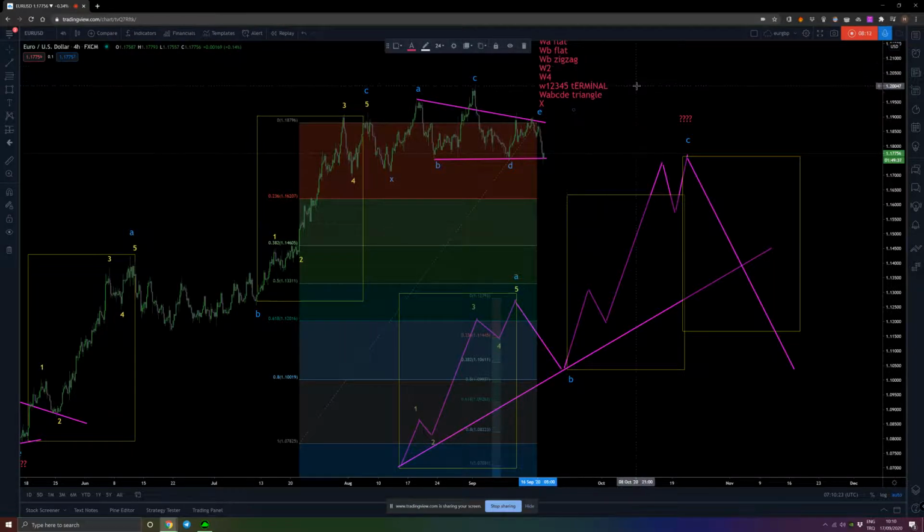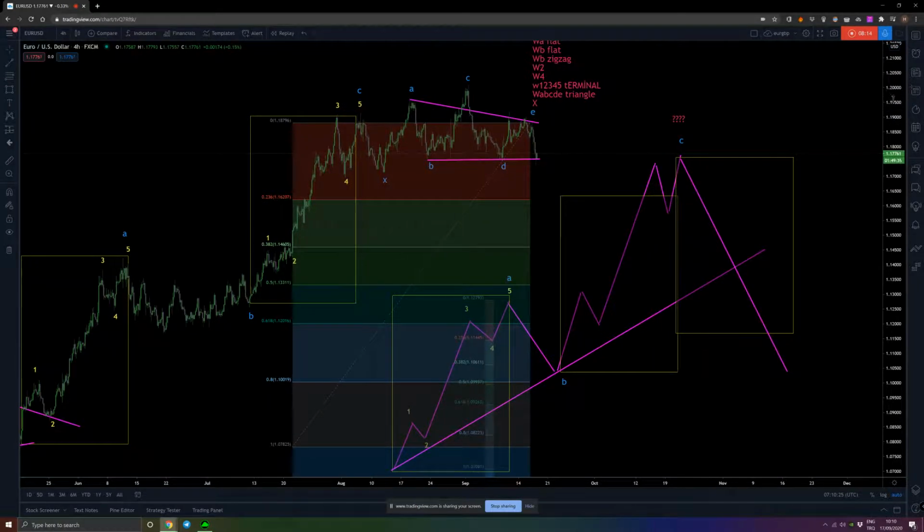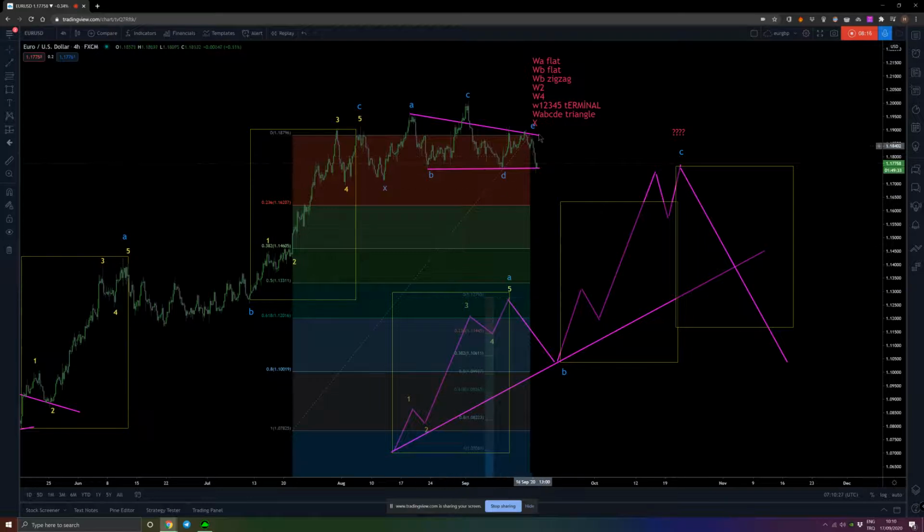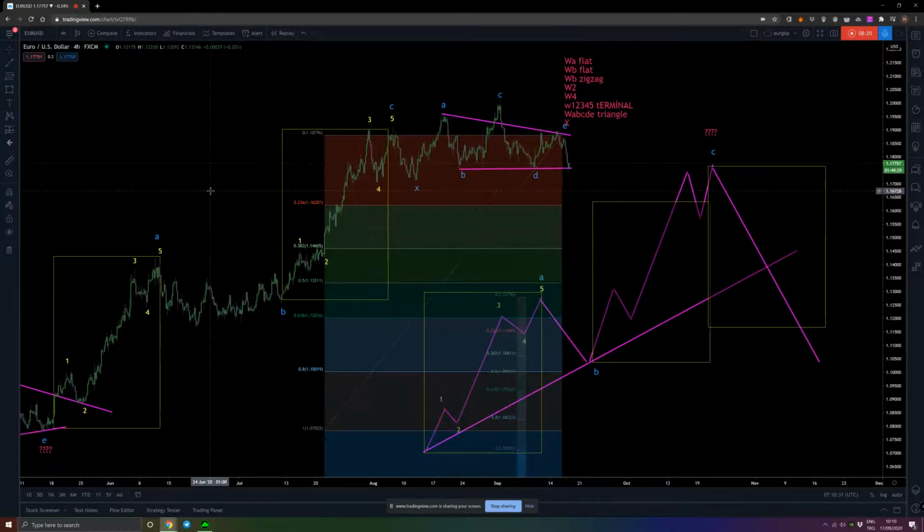Okay, so something in this structure finished here. Now, where this is supposed to go depends on what it is. For example, if this is a wave A of a flat, then 618 must come. If this is a wave B of a flat, okay, then an impulsive move starts, and we cannot give a very good target for it.